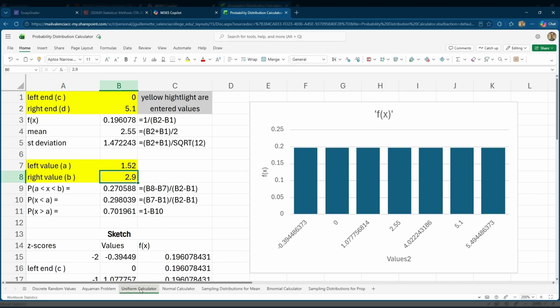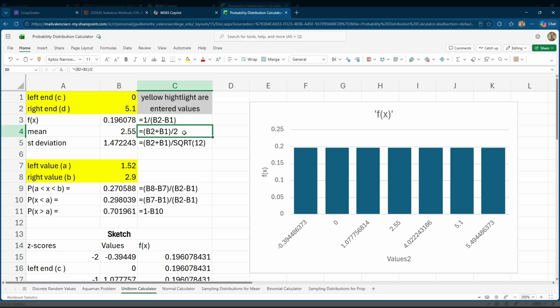So here I actually have my uniform calculator set up. And so what I did was I put the left end and the right end in. And so this is going to be the starting point, okay? And then this is going to be the ending point. So I put in 0 and then I put in 5.1. For a lot of my calculators, I highlight in yellow the values that need to be entered. And then next to the ones that get calculated, I put in the formula that it is calculating, right?